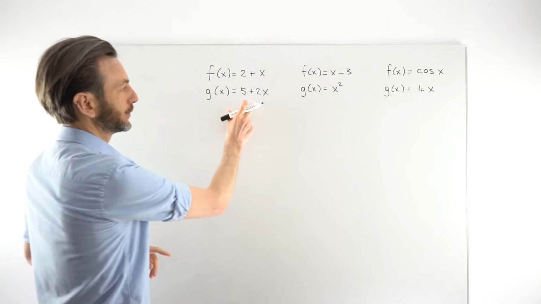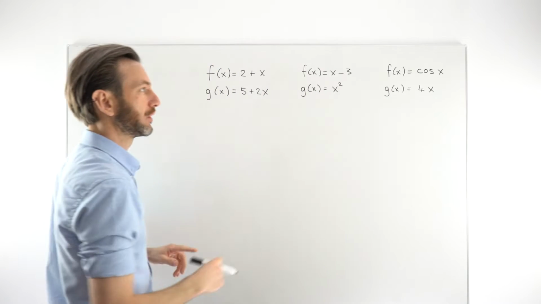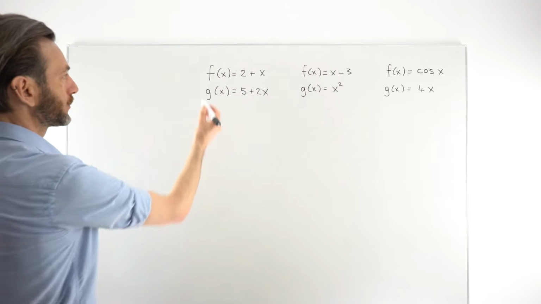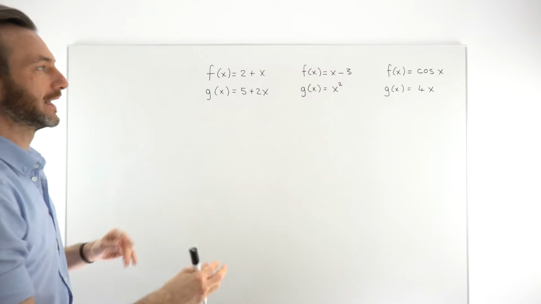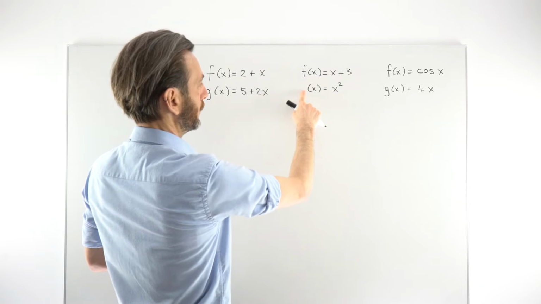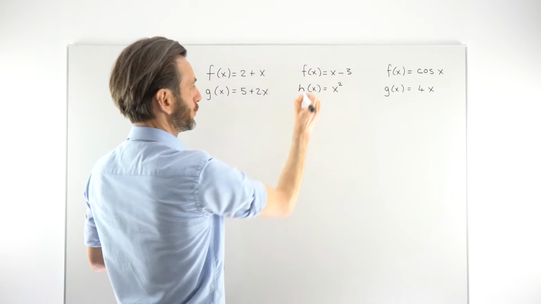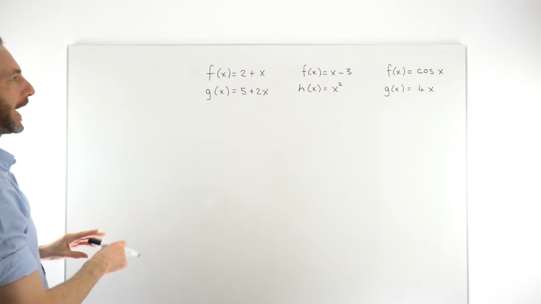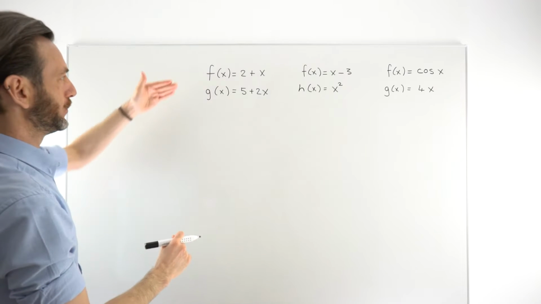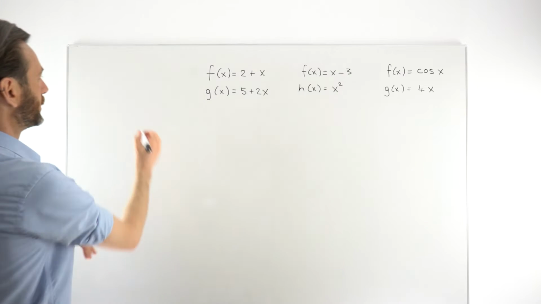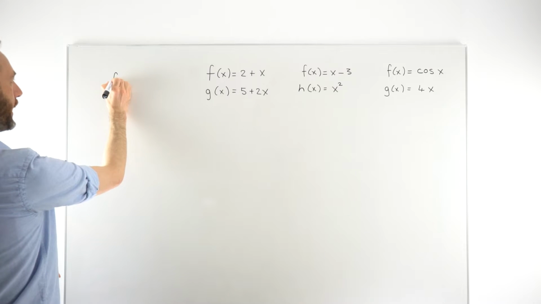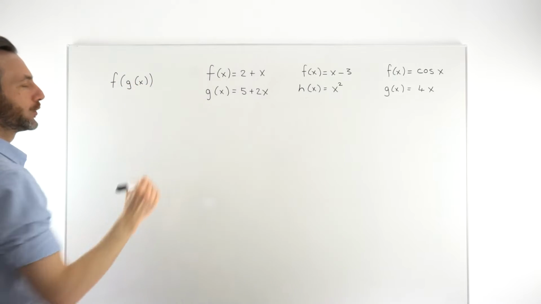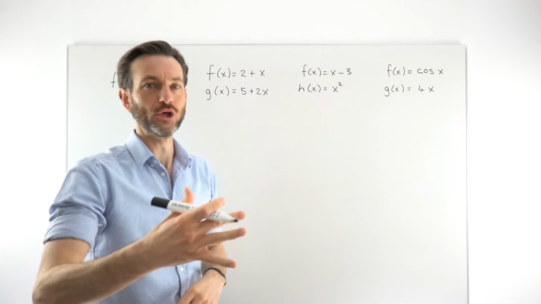Before we get into the actual technique, which is fairly straightforward, let's think about the notation for composite functions. Assuming you've got an f and a g, but they could be any letter. Maybe just to mix it up a little, we'll put an h function in there, because they're not always going to be f and g. So how do we actually write the composite? If you've got an f function and a g function, then you would write the composite as f of g of x.